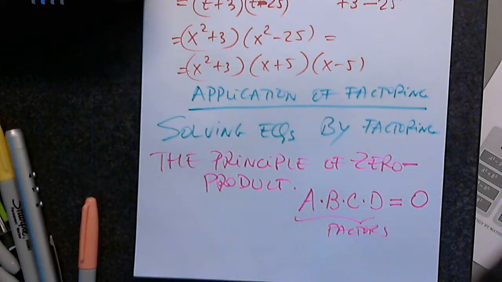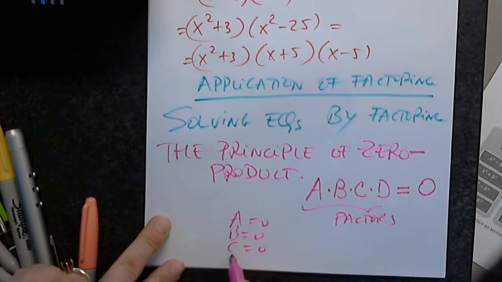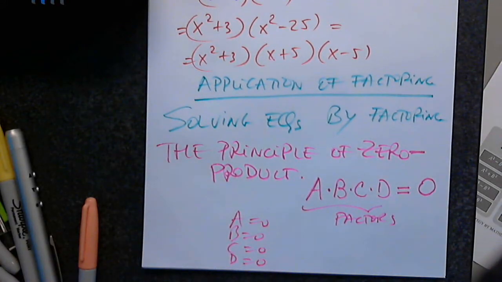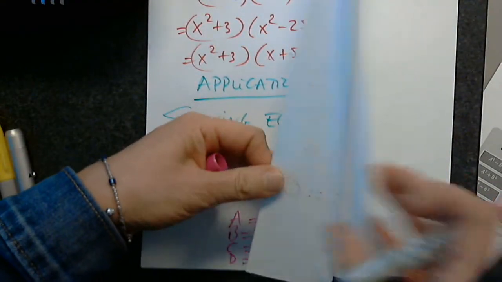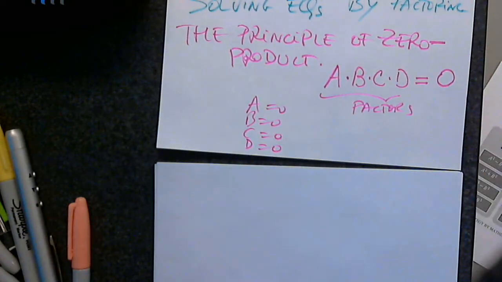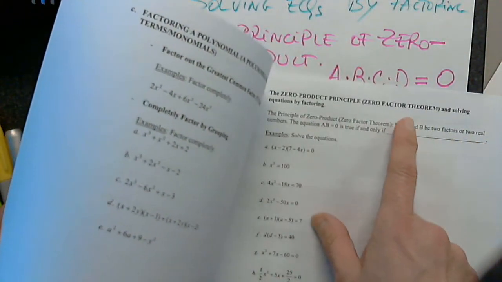Okay? So A could be 0, B could be 0, C could be 0, D could be 0. If I have 2 factors, then I can only have 2 solutions. If I have 10 factors, I can only have 10 solutions. Good? So then, let's start by looking at, I'm hoping you still have this handout. It's right here at the very end. The zero product principle. Okay, here it is.